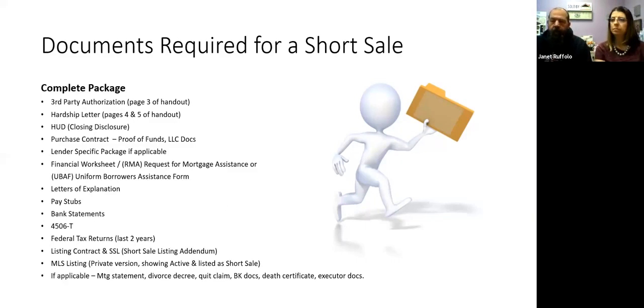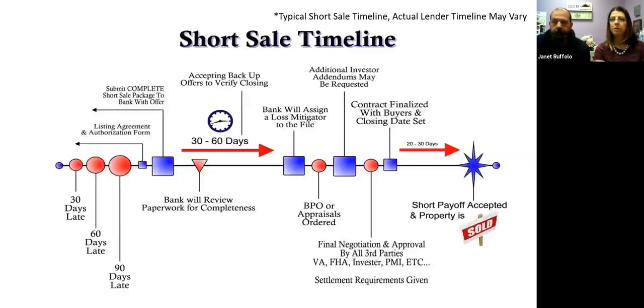If somebody has passed away, say it's mom and dad's house, they passed away, the kids are dealing with this now, I would need a death certificate for the mother or the father. If it's a husband and wife, I need a copy for the spouse that passed away and the executor documents through the court. That's a lot of paperwork.